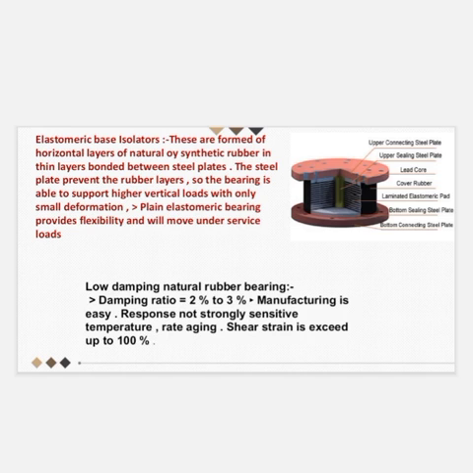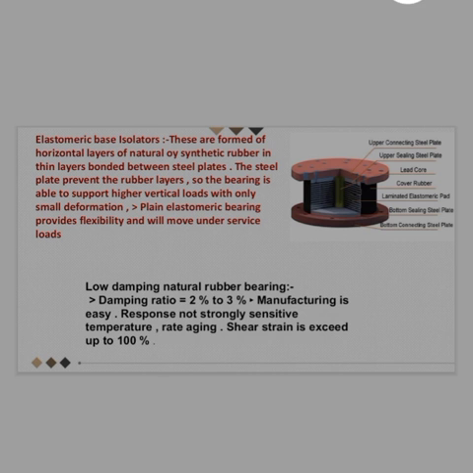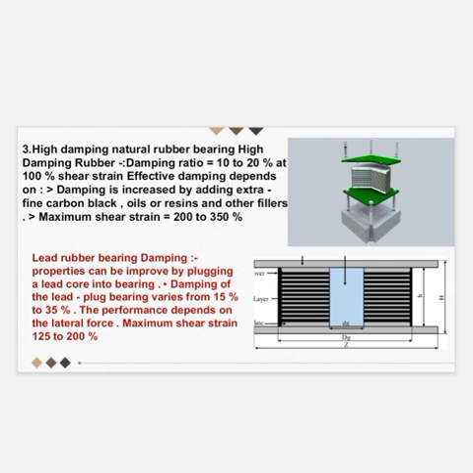The second is low damping natural rubber bearing, in which the damping ratio is 2% to 3%. Manufacturing is easy. Response is not strongly sensitive to temperature. Rate against shear strain is extended up to 10. The third is high damping natural rubber bearing. Damping ratio is 10 to 20% at 100% shear strain. Effective damping is increased by adding extra fine carbon black, oils, resins and other fillers. Maximum shear strain is 200 to 350%.